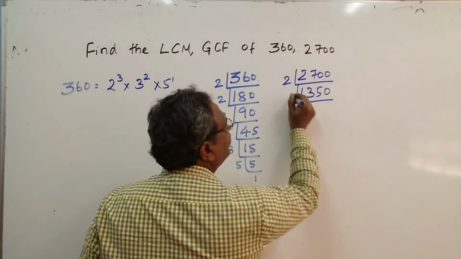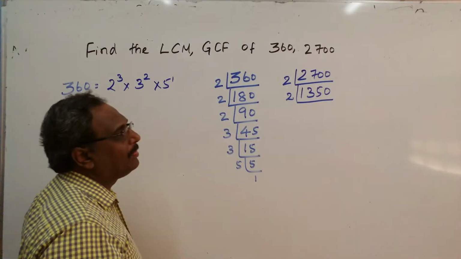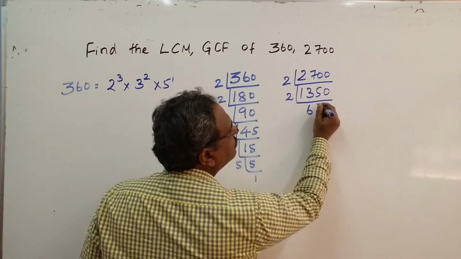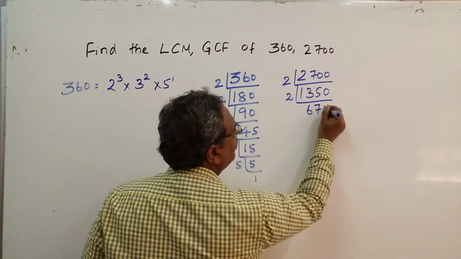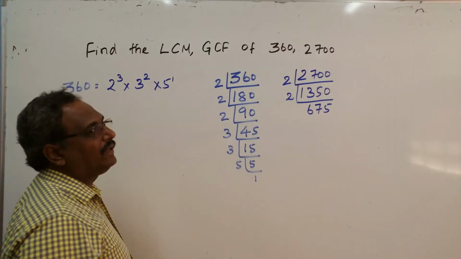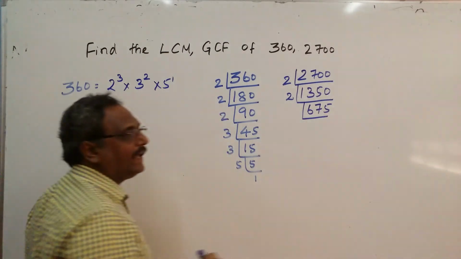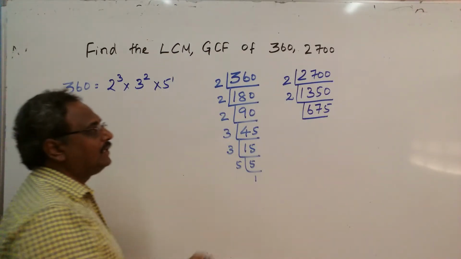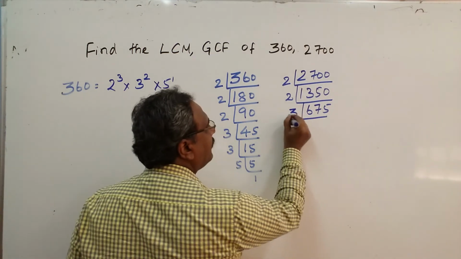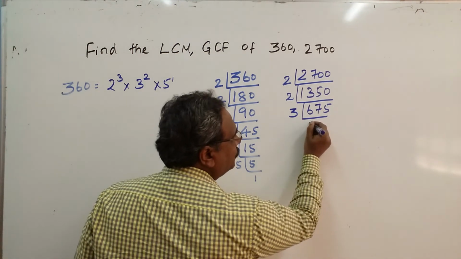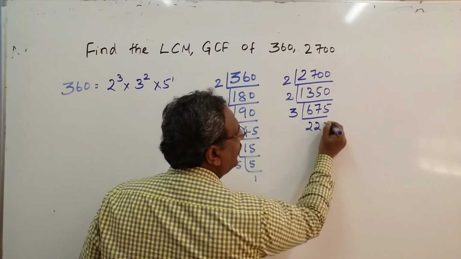Again, we can divide this by 2, so this is 675. We cannot divide this by 2, so I am going to check the next prime number. The next prime number is 3. When we divide by 3, what will be the answer? It is 225.